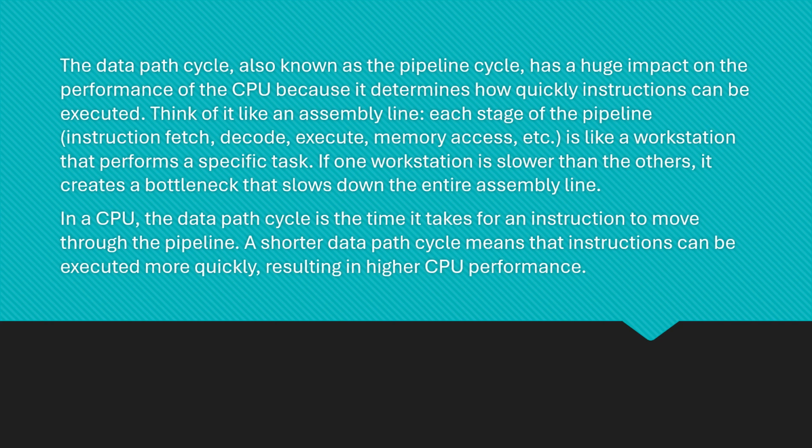In a CPU, the data path cycle is the time it takes for an instruction to move through the pipeline. A shorter data path cycle means that instructions can be executed more quickly, resulting in higher CPU performance.